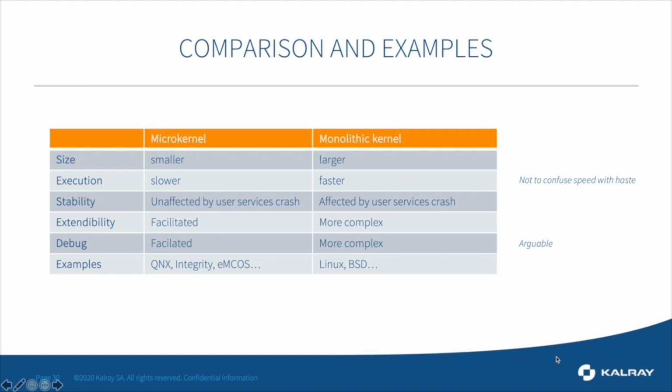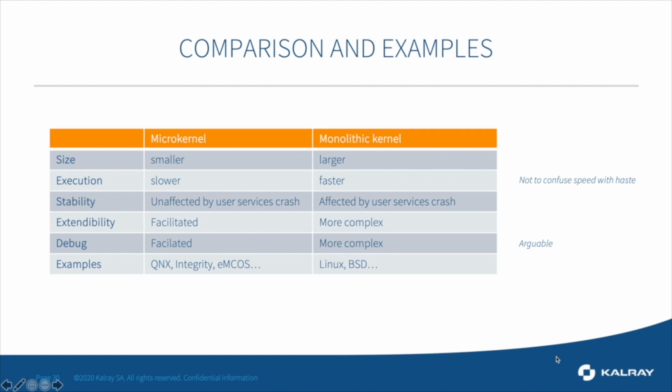Stability. A microkernel will be unaffected if there is a service crash because we are not sharing the same memory space. Obviously, a monolithic kernel could be affected more easily. Extendability is facilitated in a microkernel because you have separated spaces. It's a bit more complex in monolithics to be maintained. The debug capabilities are usually easier on the microkernel and more complex on monolithics.